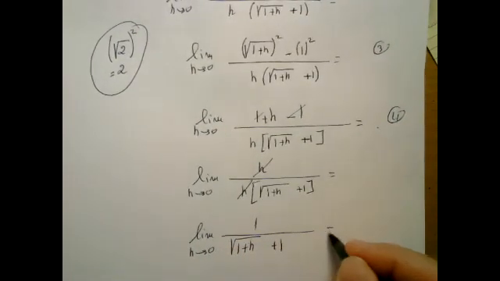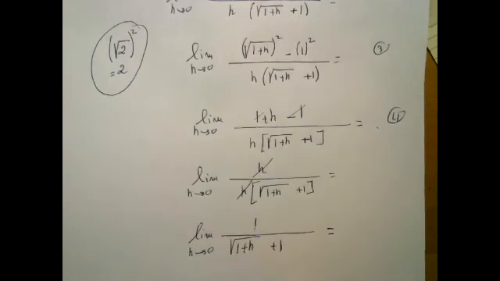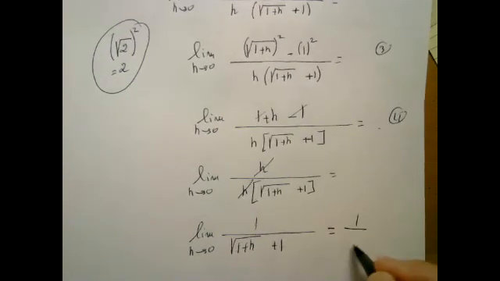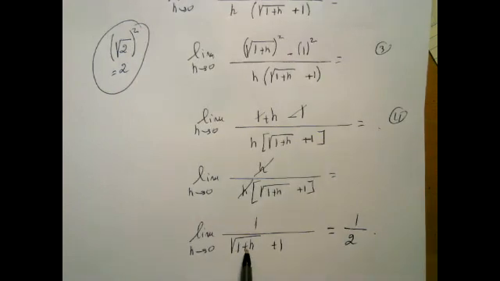Now, when h goes to 0, I will have 1 plus 0, which is a 1, and I will have 1 plus 1, which is equal to a 2. So here I let h become small. I'll have 1 plus something small, which is a 1, plus a 1, which is equal to 2. And I will get a half.